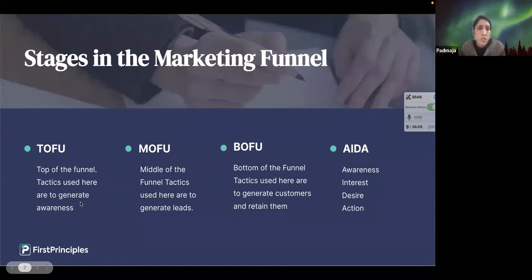Your tactics are used here to generate the awareness. You use them to generate the leads, and then you generate customers at the bottom of the funnel. And this AIDA is awareness, interest, desire, and action. This was the term coined by Lewis in about the 1920s, and this is the basics of all marketing funnels from then on. So everything, top, middle, bottom of the funnel, and all these terms have evolved because of the AIDA funnel, which has been there for the last 100 years, at least on paper.